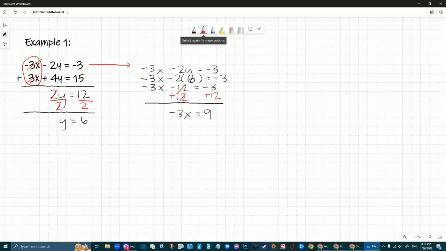Okay, back to our equation here. We need to get x by itself, so we're going to divide by the coefficient in front. Divide both sides by -3. On the left, those 3's cancel, which is good news for us. That's going to leave us with x equals, and then positive divided by negative is negative. 9 divided by 3 is 3. So my final solution in ordered pair form, x comma y, is -3 comma 6.